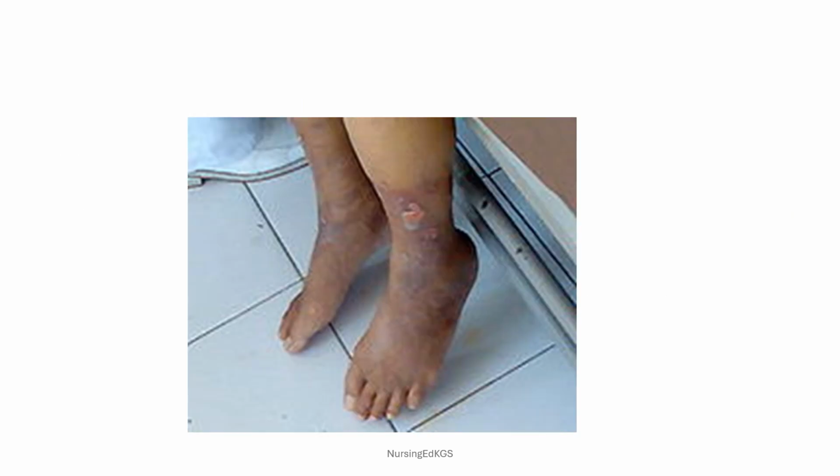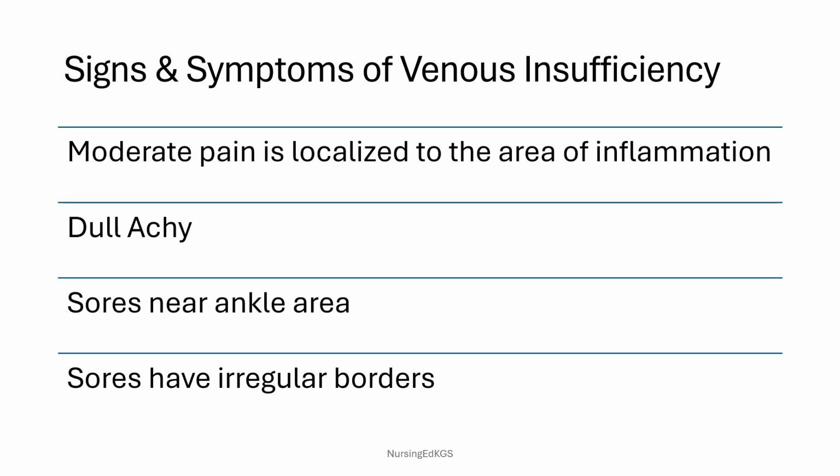This image is an example of a patient who does have venous insufficiency, and you can see that brownish discoloration, particularly around their ankles and lower legs. You also see those irregular shaped ulcers and also the edema, the swelling. Patients will sometimes report moderate pain, localized to the area of inflammation, and they describe it as a dull, achy pain. You'll also see the sores near the ankle area, and the sores also have irregular borders.